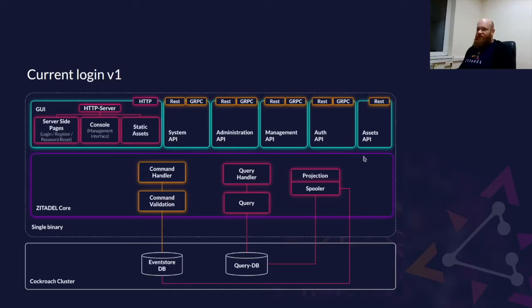Besides the V1 API, which you find here on the top right of the Citadel architecture, we have a login. The login itself is a Go web application with an HTTP server attached to it. Here we have server-side pages, a console, and some static assets. We currently serve login, register, and password reset logic in the Go web app.